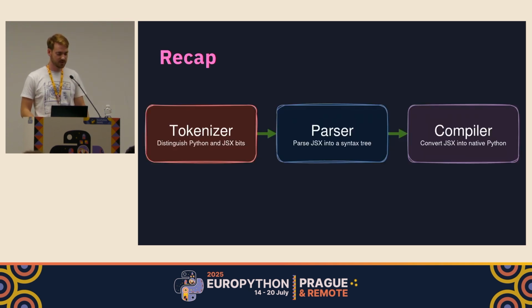So just to recap, we have these basically three stages. We don't do a lot of work because we can offload most of the parsing to Python. We just need to pick out all the JSX, do some pre-processing, and make sure that it's valid. And then that's it. We write the regular Python, and then we just execute it.